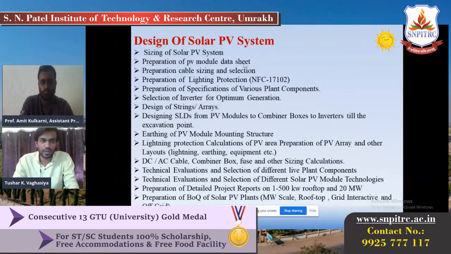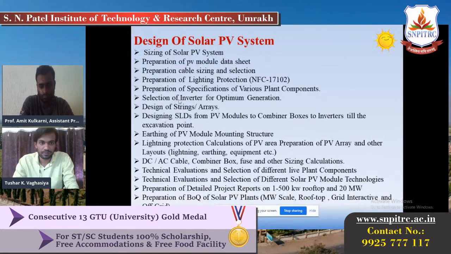So during the designing, you have to take care of all these points, like the preparation of the PV module data sheet, preparation of the cable sizing. There are two types of cable: DC cabling as well as AC cabling. How much loss occurs in the cable? You need to calculate this whole thing during the designing, and you also require lightning protection. If there is lightning, then your power plant should be protected from the lightning, right?